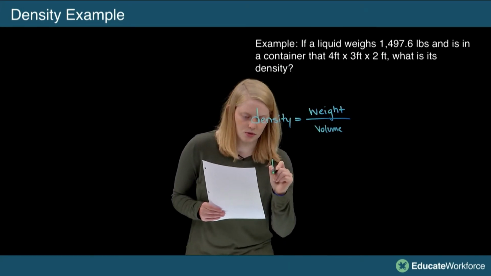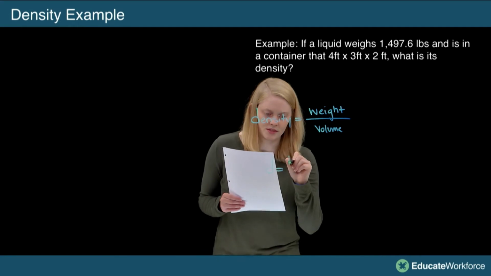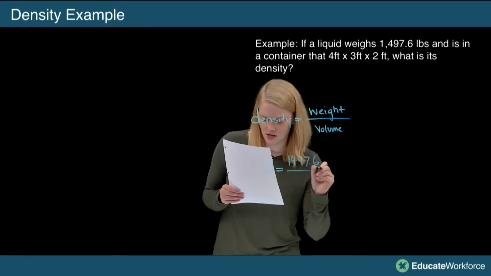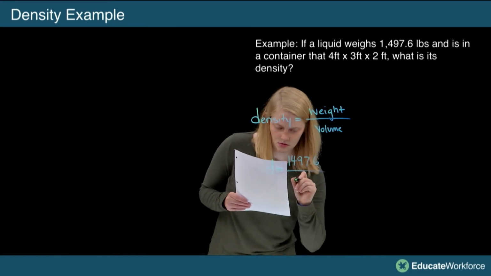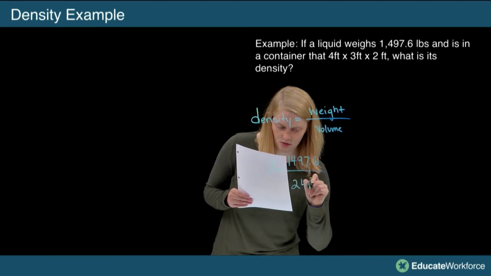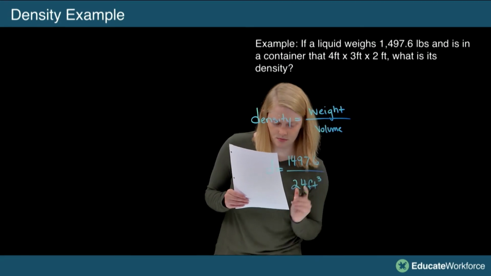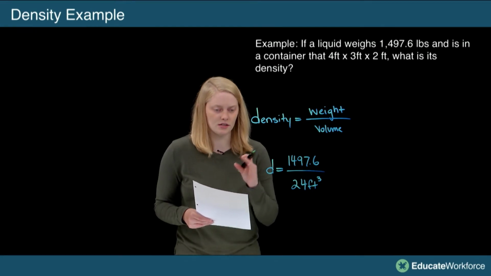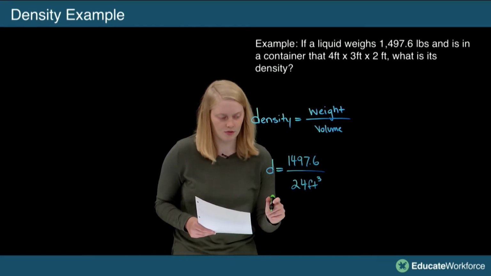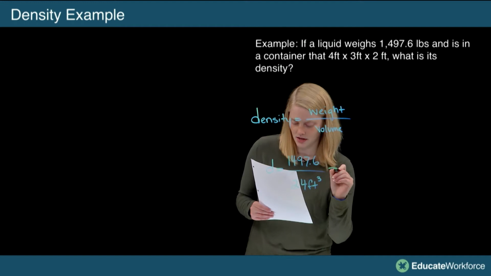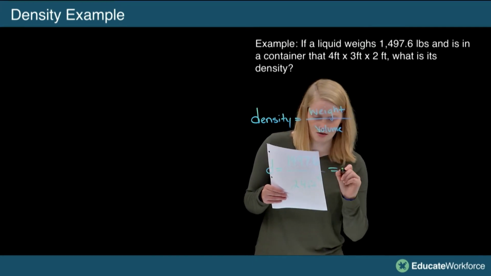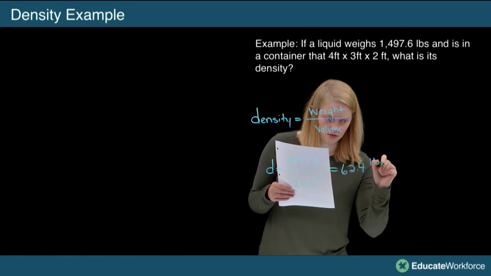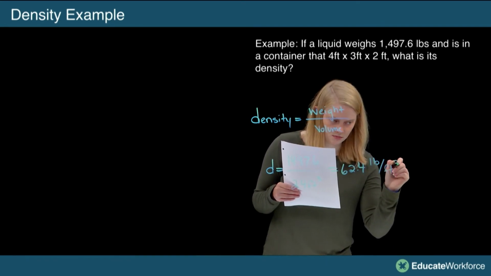So in this case, we have D is equal to 1,497.6 divided by 24 feet cubed. We know that this is 24 because we multiplied the 4 times the 3 times the 2 to get the volume of the container. Calculating this out, we get a density of 62.4 pounds per foot cubed.